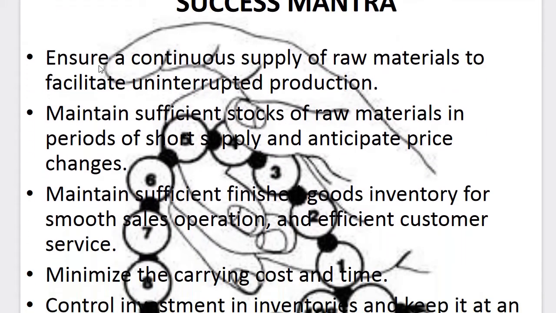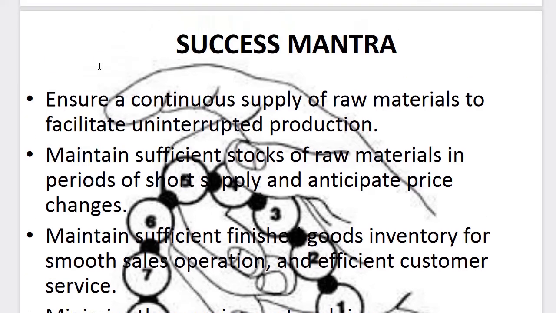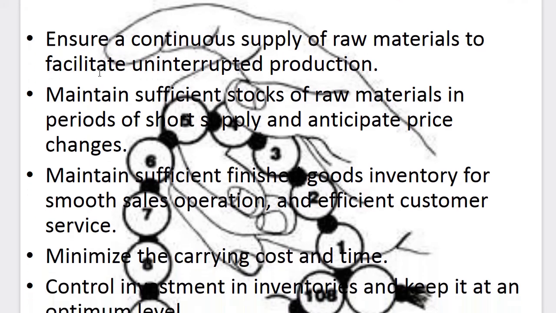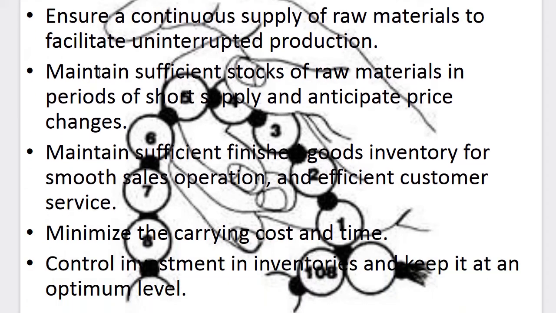Okay, so this looks like a Buddhist mantra. Ensure a continuous supply of raw materials to facilitate uninterrupted production. Yeah, very ideal. Yes, especially when you do lean management, there's such a thing as value stream, and usually a continuous supply of raw materials does not happen. Okay, but it would be ideal because if not, when raw materials suddenly stop, then your employees are there.